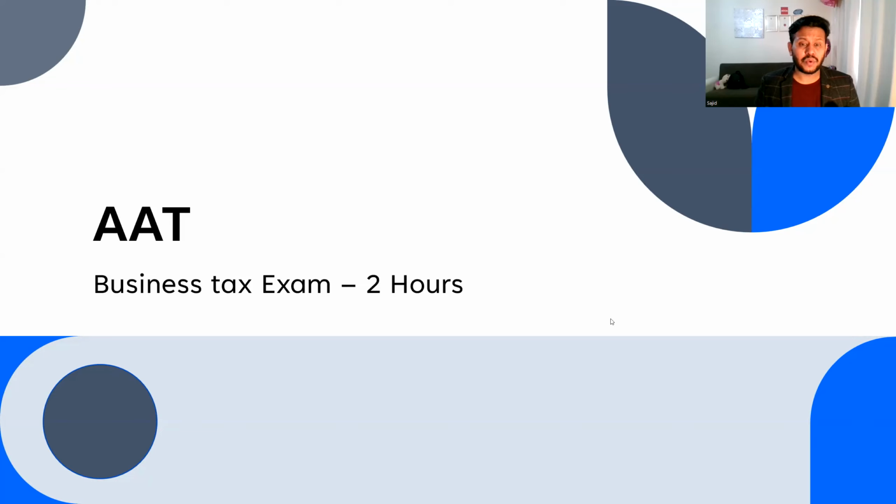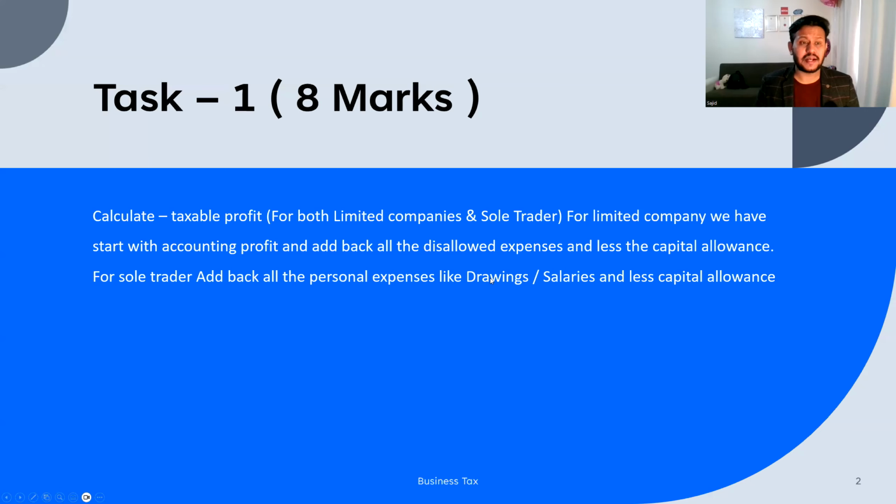So let's have a look. The first one we are looking at here is task 1. Task 1 is for 8 marks. The first question will be to calculate the taxable profit. This is one of the easiest questions you can expect on this exam. All we have to do is find out how much the profit was from the accounts. Based on the accounting profit, we have to adjust for some disallowable expenditure, and if there is any allowable expenditure, we have to take it out.